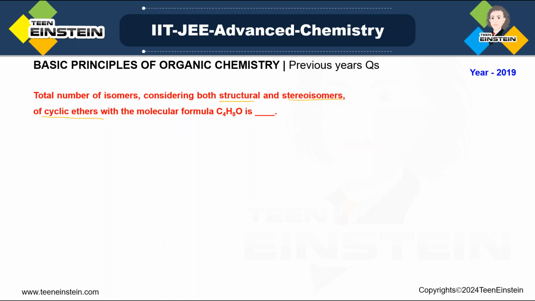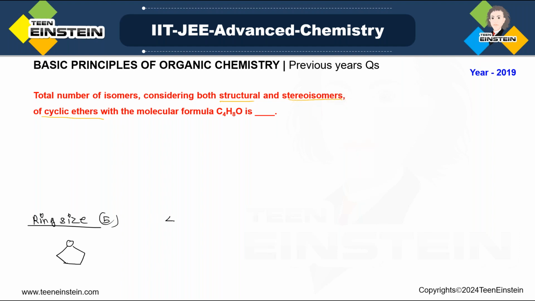We will start with, it is cyclic ether. That means maximum ring size can be 5. So when ring size is 5, that means under this condition you can have only this structure. Okay, you cannot have more than that. Total 4 carbon, 8 hydrogen, 1 oxygen.